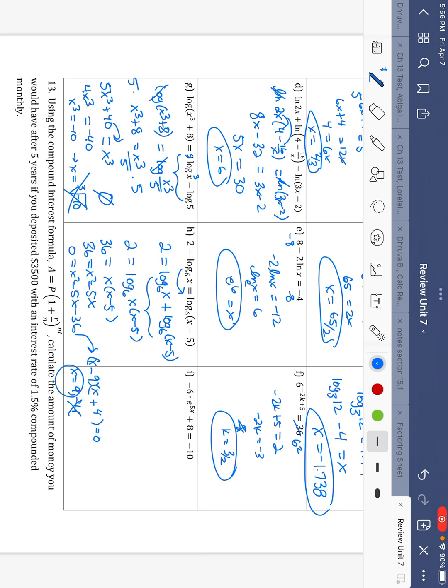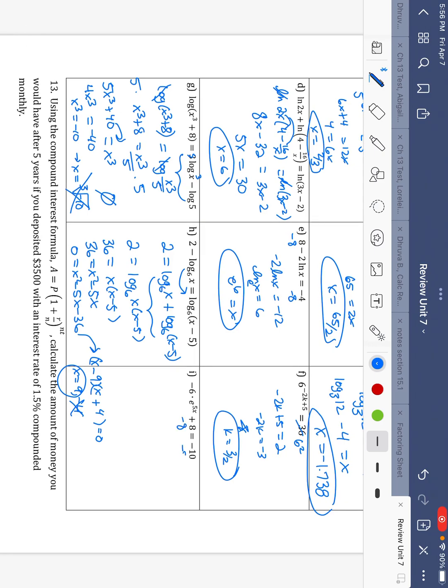All right, letter I. I'm going to have to clean this up a little bit so I can turn it into a log. I'm going to take away 8. So that's going to be negative 6 times e to the 5x equals negative 18. I'm going to divide by negative 6. So e to the 5x is equal to 3.